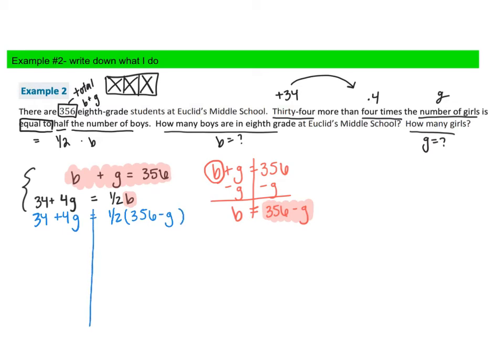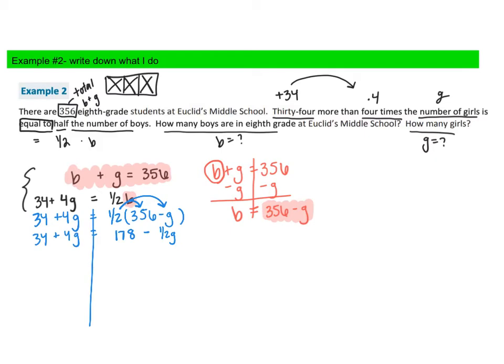First thing we do is our parentheses. So we're going to do 1/2 times 356. I'm saying 356 divided by 2, and I get 178. And then 1/2 times g is this 1/2 g. You could turn it to 0.5 if you want. Everything else stayed the same.